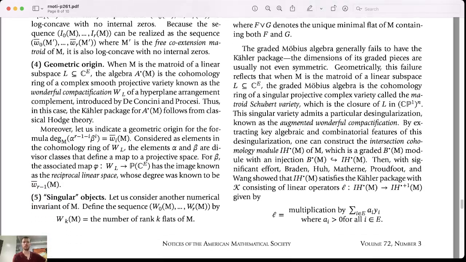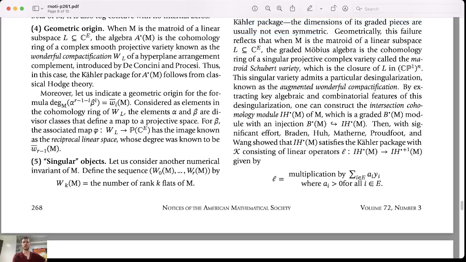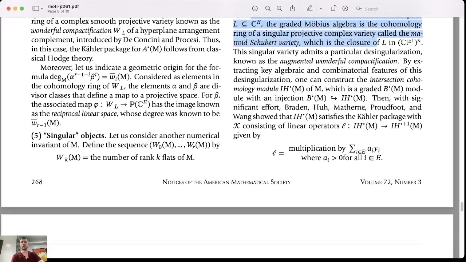The graded Möbius algebra generally fails to have the Kähler package. The dimensions of its graded pieces are usually not even symmetric. Geometrically, this failure reflects that when M is the matroid of a linear subspace L ⊂ ℂ^E, the graded Möbius algebra is the cohomology ring of a singular projective complex variety called the matroid Schubert variety, which is the closure of L in (CP^1)^n.